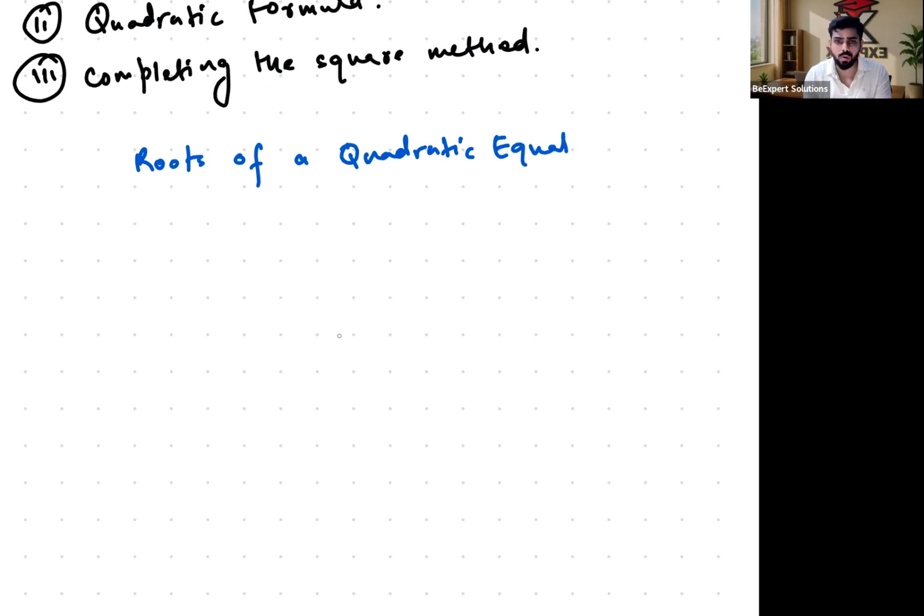So what is the root of a quadratic equation? Root means, guys, let's say for example, you have an equation x square minus 3x, and then maybe minus 4 equals to 0. This is my equation.